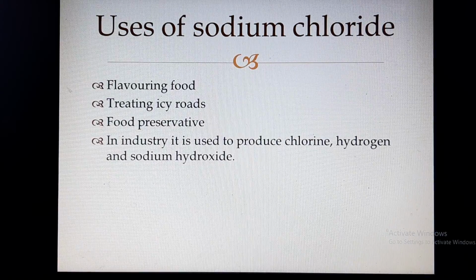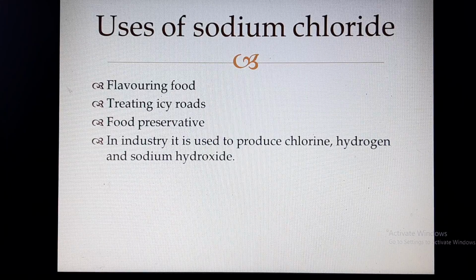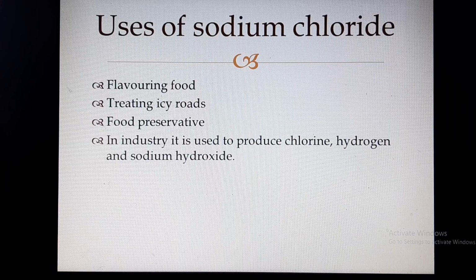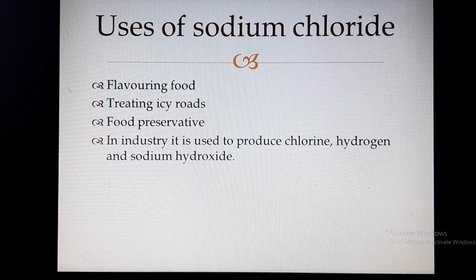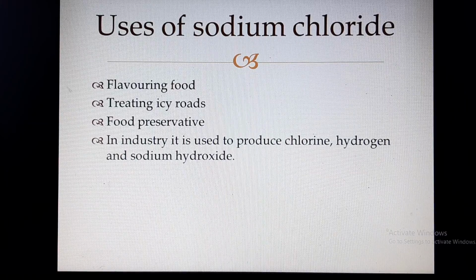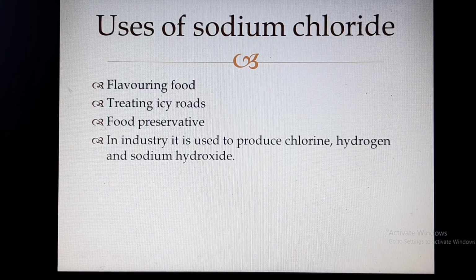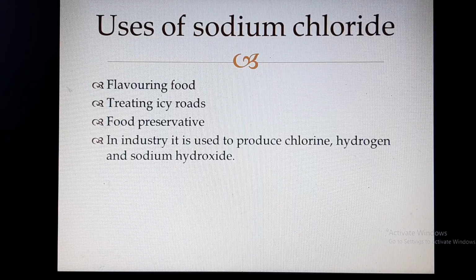Now we are discussing the uses of sodium chloride. What are the uses of sodium chloride? As we discussed earlier, the first use of sodium chloride is flavoring food. That we already know, without sodium chloride, the food is not tasty. So, if you want to get taste for the food, we need sodium chloride. So, the first use of sodium chloride is flavoring food.